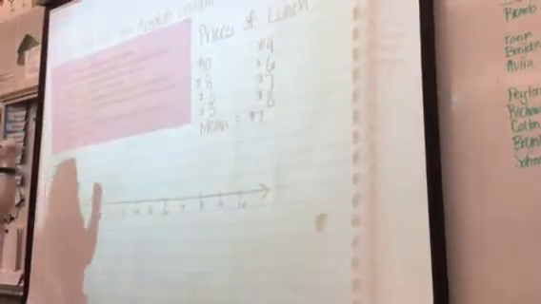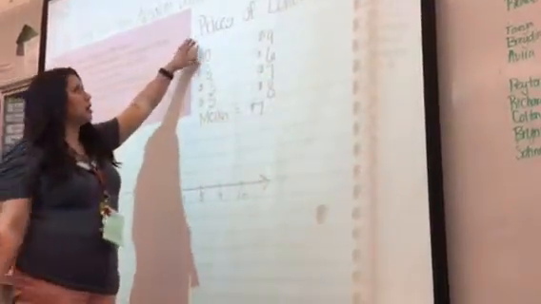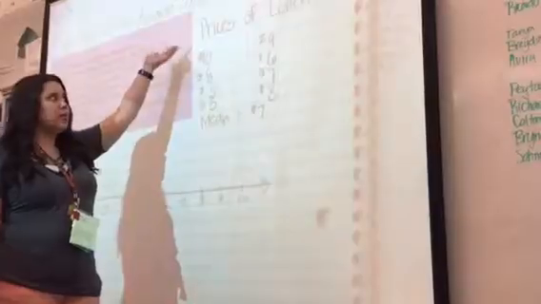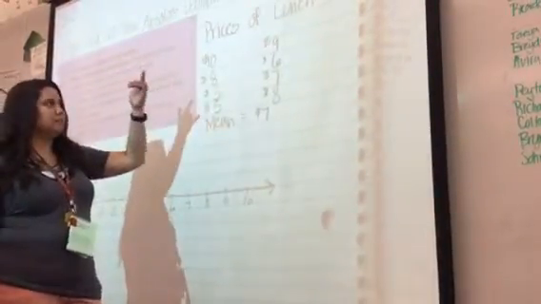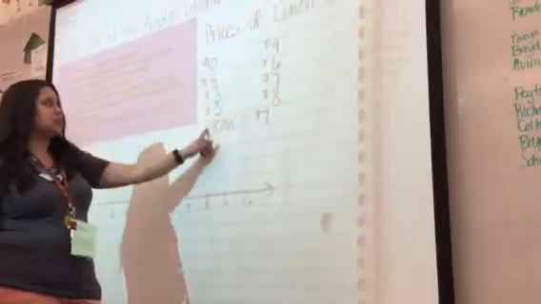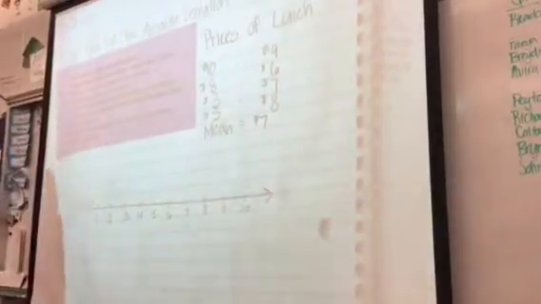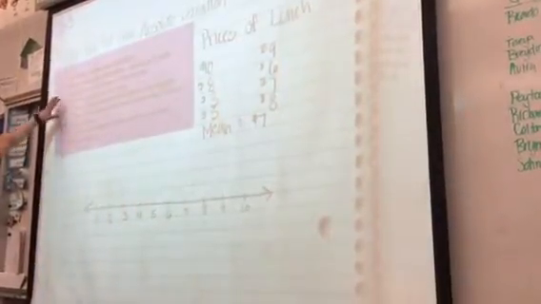So we're going to be finding the mean absolute deviation. This is the data we're working with right here. It's prices that we paid for lunch. There are 8 lunch amounts we collected. Our mean has already been given to us. It's $7.